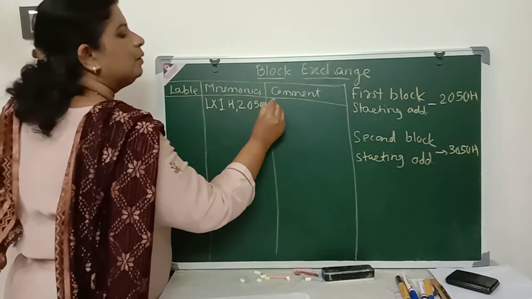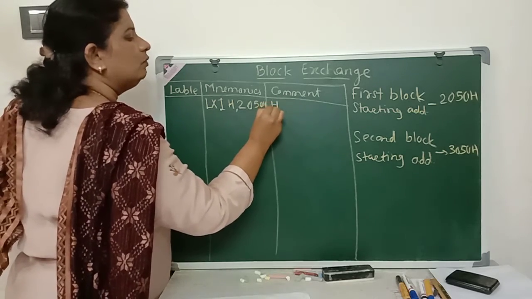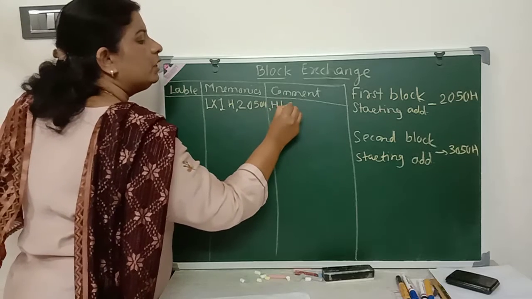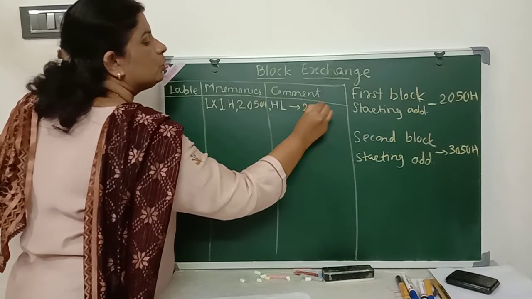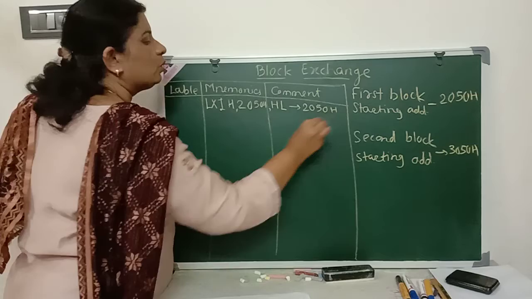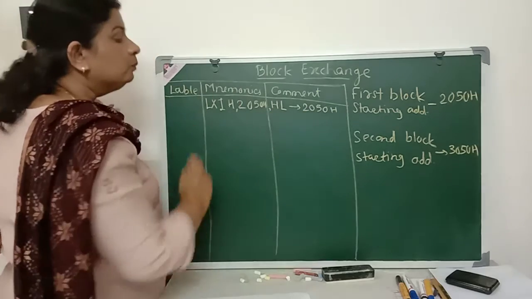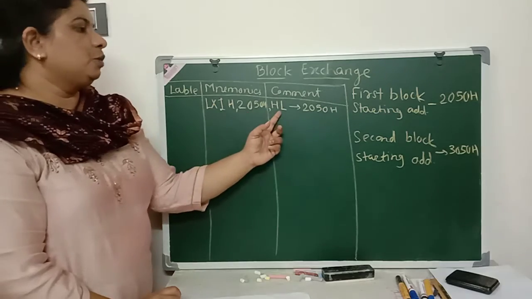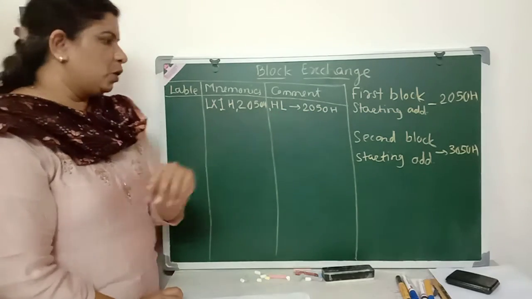With the semicolon we write the comments. HL pair will be loaded with the 2050 address. So this address will be copied in the HL pair. This is the first memory pointer. Using the HL pair we have set the first memory block.